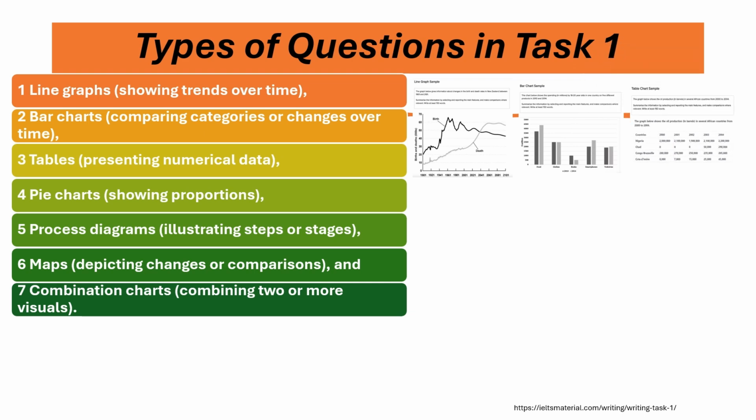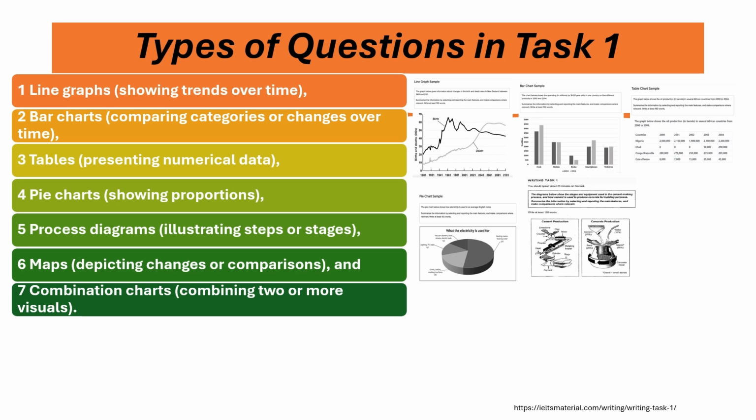Tables present numerical data, that is, they show numbers in rows and columns, which helps you read and compare information clearly. Pie charts show how something is divided into parts, like slices of a pie, so you can see which part is the biggest or smallest.